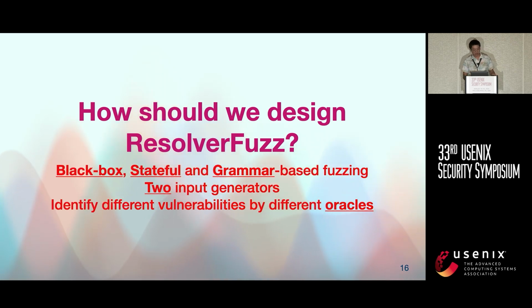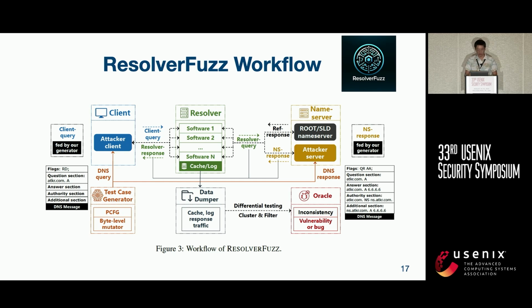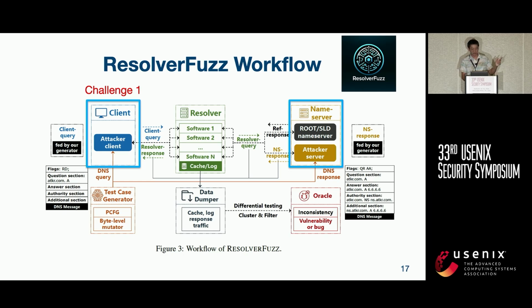We decided to design ResolverFuzz as a black-box, stateful, and grammar-based fuzzer with 2 input generators. After we collect the outputs, we identify different vulnerabilities with different oracles. And here is the workflow of ResolverFuzz. To address challenge 1, we have the client and the nameserver as the 2 inputs to test the resolvers. For each round, a test case generator generates the query and the response in pairs with a preset grammar.